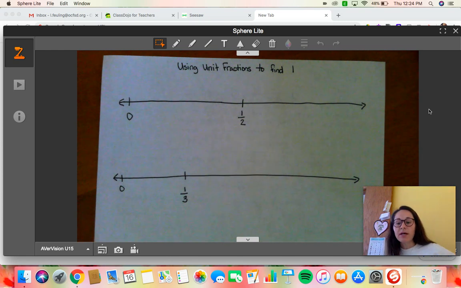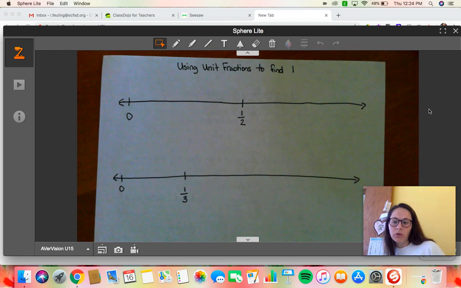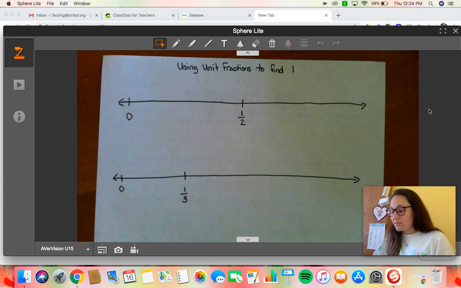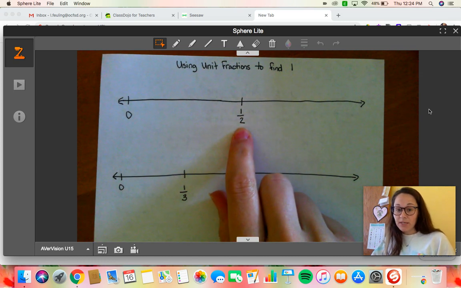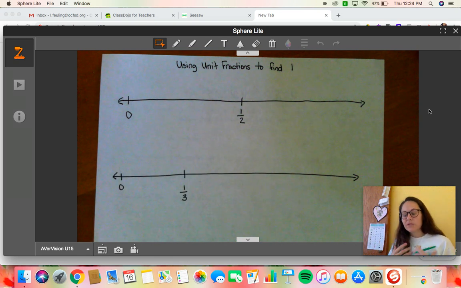So we're going to be using our unit fractions today on our number lines to find where one whole would be. In the past assignments, we've had one labeled on our number line, or we have labeled it based on our fraction strips or something. But that's not always the case. We don't always know where one is. Sometimes they'll tell us where some other fraction is, or where 0 is and another fraction, and we have to use that information to find out where one would be.